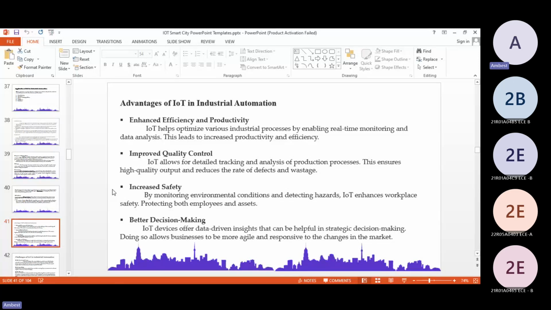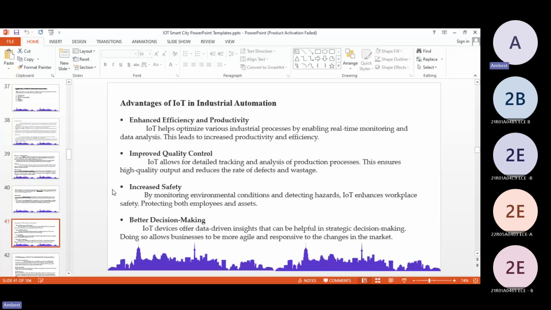So yeah, it allows detailed tracking and analysis of the production processes. In quality control, they come to know the details within the tracking, where the product has actually reached, how and when it's going to be reached, and the product reviews and everything, right? So in that case, they have mentioned here that this ensures a high quality of output, which reduces the rate of defects and the wastage even.